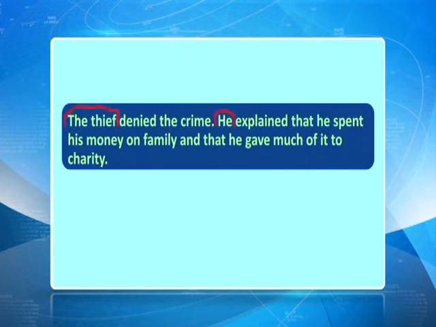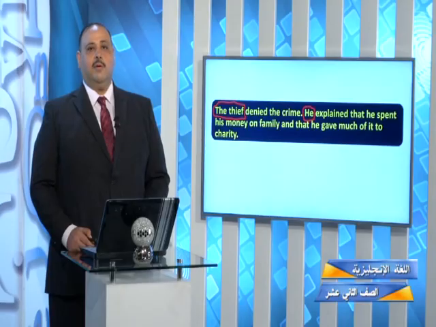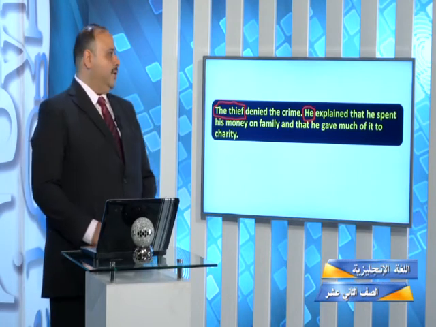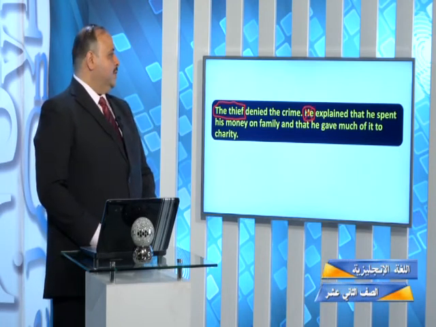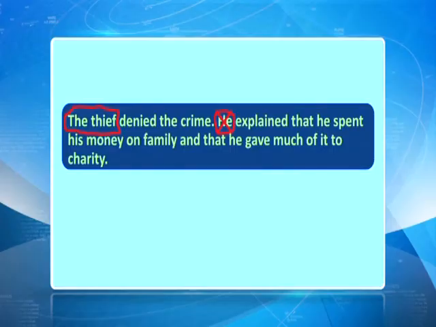Look. The thief and he. So the second sentence also provides more information about the same noun. That's why we can link them using a present participle. This is the verb plus ing. Now let's see. The subject is he, which will be deleted. The verb is explained. Then we get the infinitive form, which is explain, plus ing, so it should be explaining.